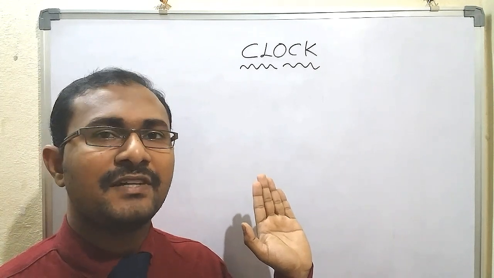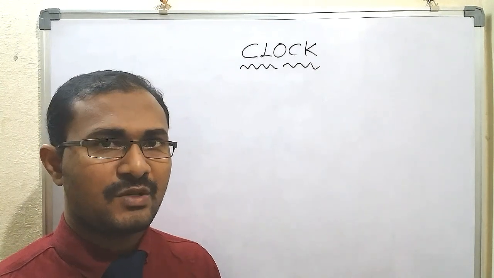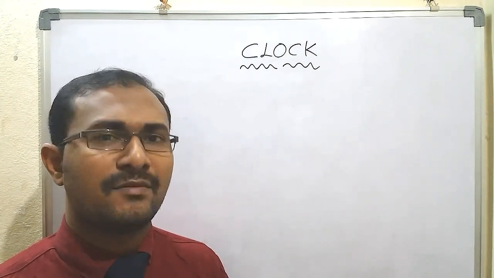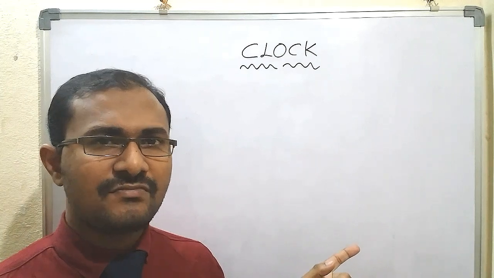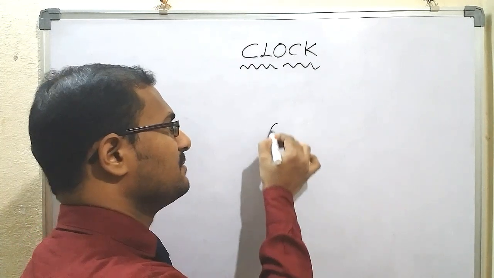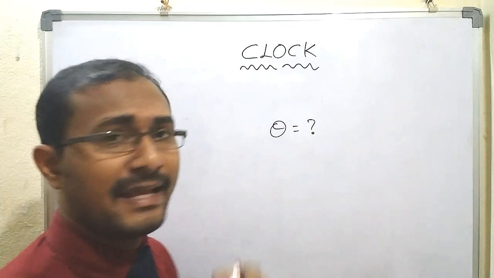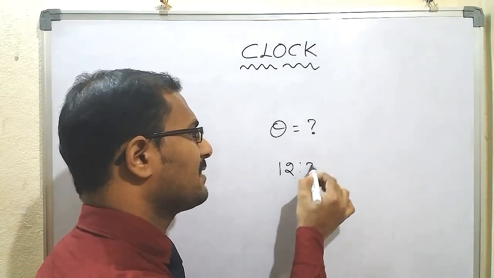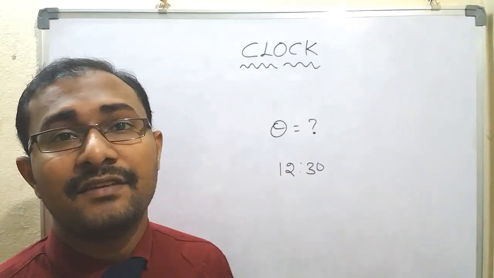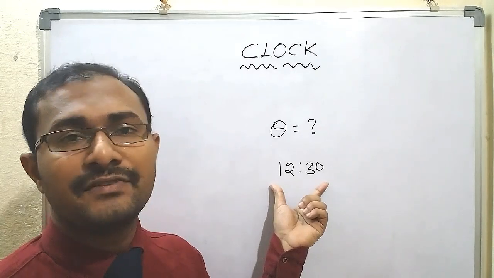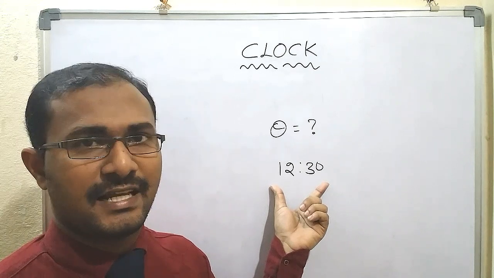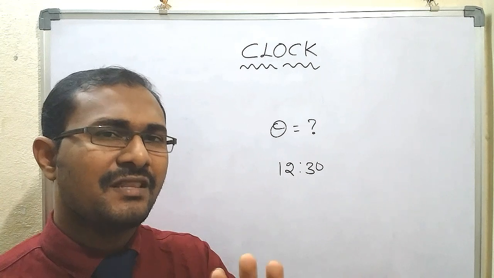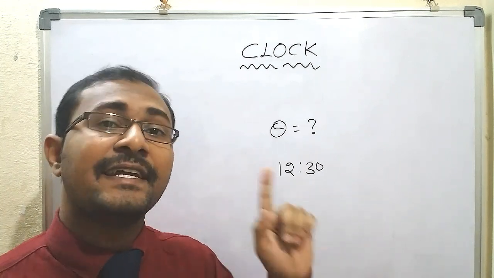But people find it difficult to find the answer for some questions. Difficult in the sense that it takes more time to solve these types of questions, especially to find out the angle. In general, they'll give you one time, like 12:30, and we need to find the angle between the hour hand and minute hand. There are traditional methods, but with the traditional method it takes more time.